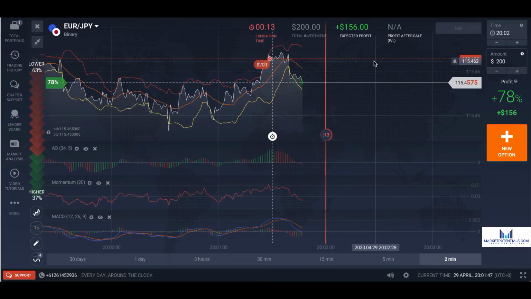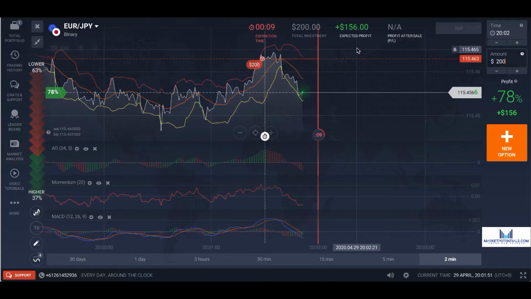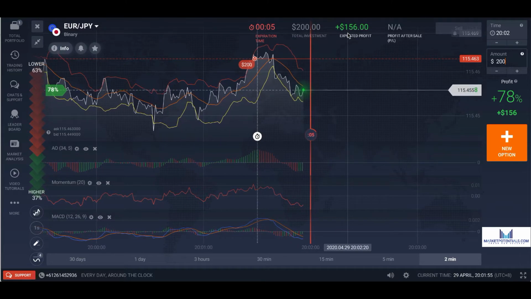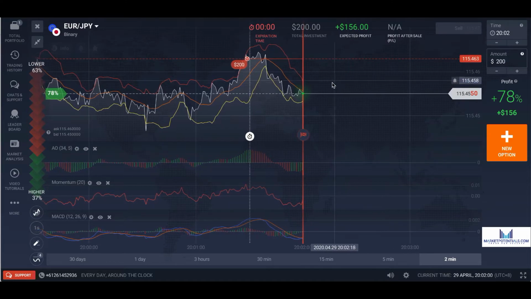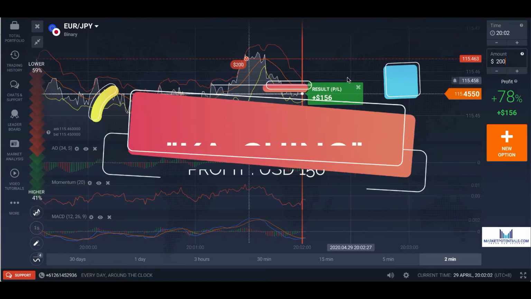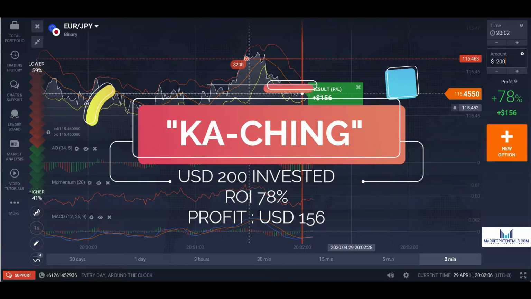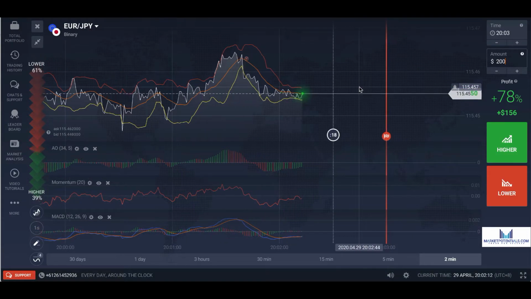So now I selected lower here. As long as the chart ends up being lower than the red line, which is the beginning of the trade, I'm going to be in the money. If you can see the expected profit being $156, that is exactly what I stand to gain, and it looks quite comfortable. I'm pretty sure this would work out in my favor. So $156 US in my trading account as we speak as a profit from the first trade. We are halfway through to our challenge of $300 in profit.